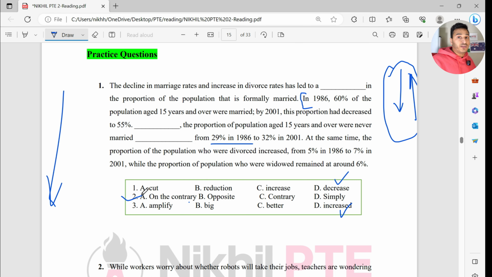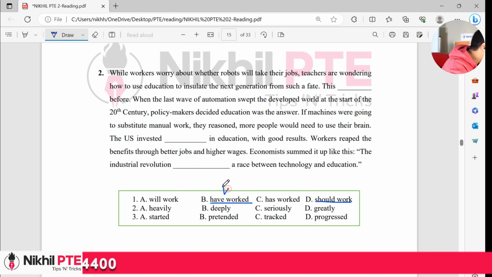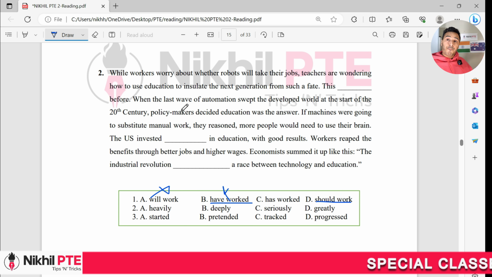Getting my point? So one more question we will do. While workers worry about whether robots will take their jobs, teachers are wondering how to use education to insulate the next generation from such a fate. This dash before. This is singular. This should work, no. This have, no. This will, no. This has happened before.